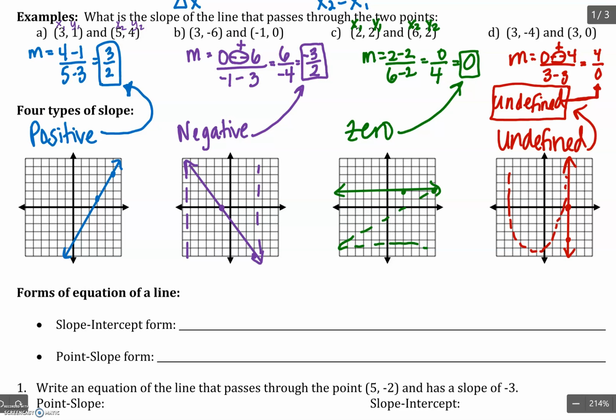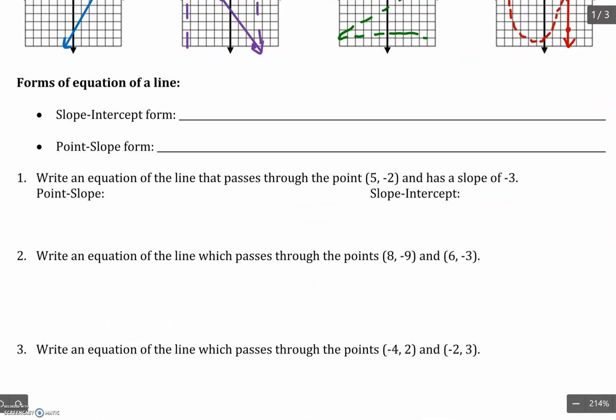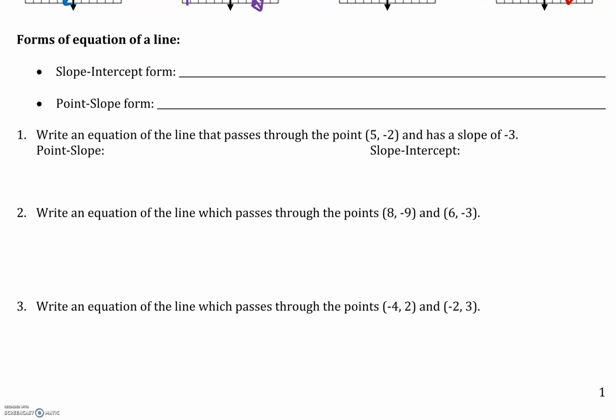Okay. Now there are 2 forms of the equation of a line that we discuss in geometry. In Algebra 1, you talked about slope-intercept form, which you often just referred to as y equals mx plus b. In that, m is the slope and b is the y-intercept.